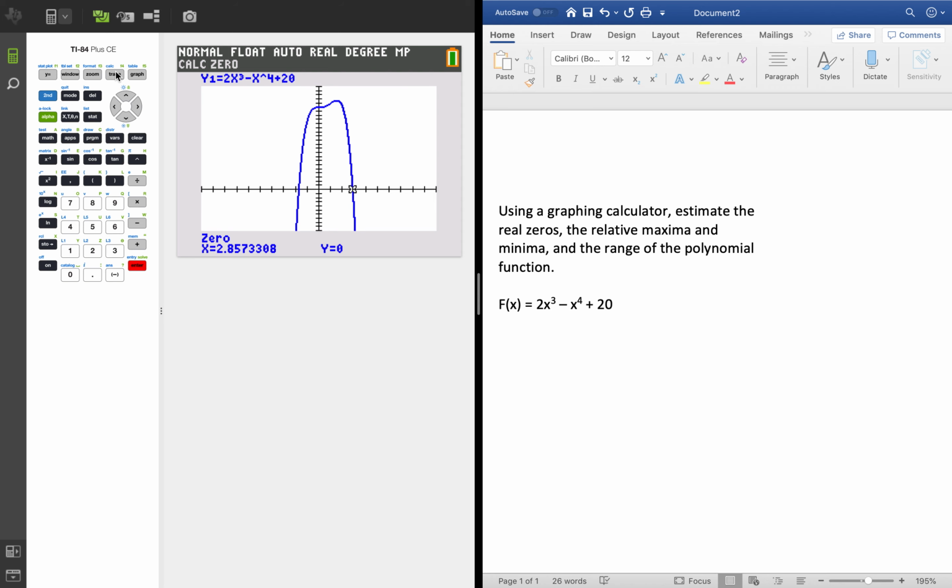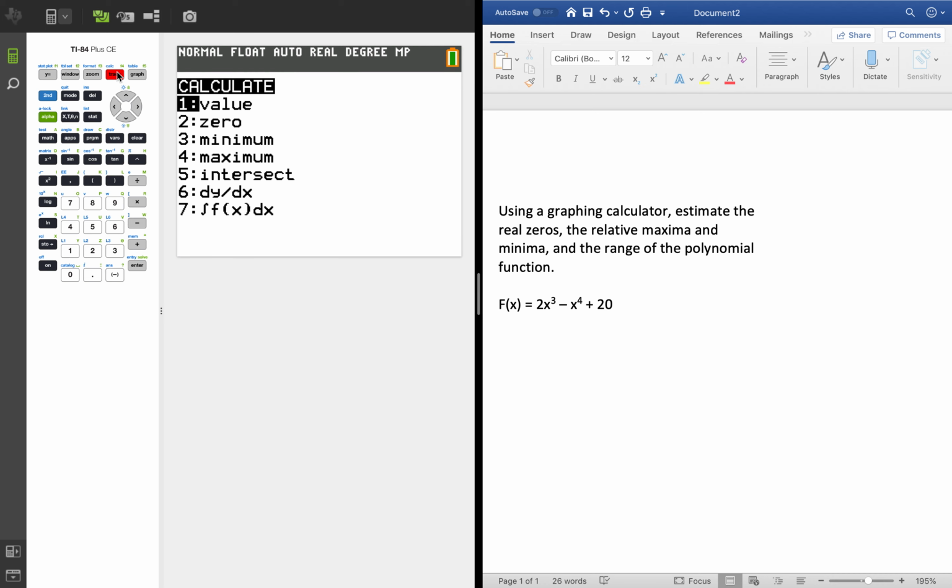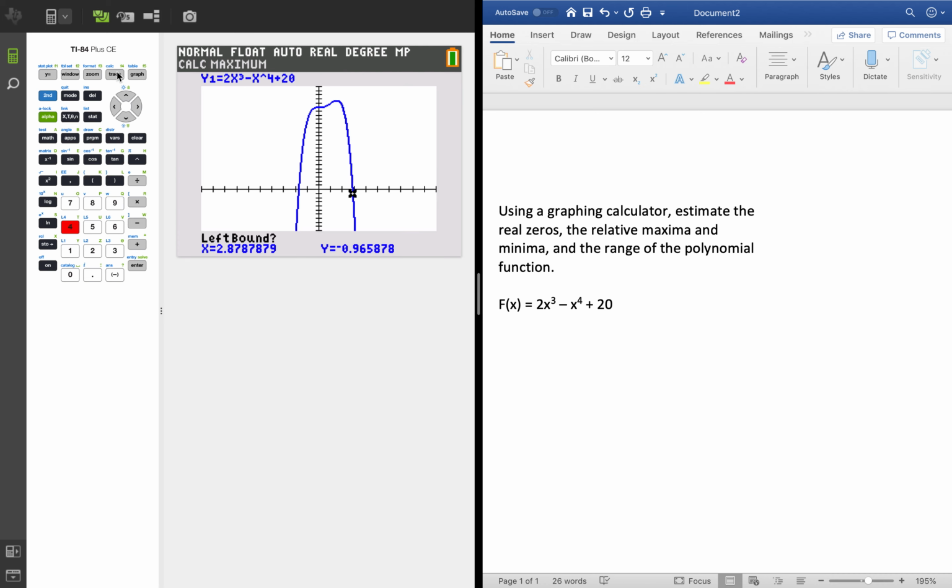Right now, it says to find the max or min. This one doesn't have a min, but has a max. So I'm going to go to the same place, second calc, and look what number 4 says, maximum. So I'm going to go up close to the maximum. Again, it's asking me for the left bound. You need to be on the left side of the maximum. So I'm going on the left side of it. About right there is good. Hit enter. Then it says right bound. I'm going to the right side of it. A little too far. Somewhere in that area is good. Hit enter again. Guess, hit enter. And there's my maximum right there.